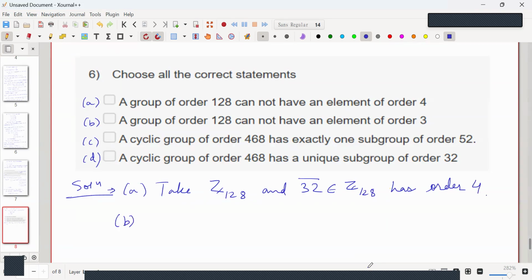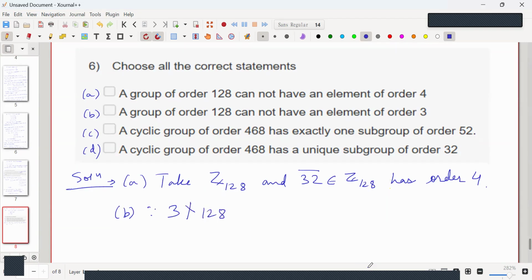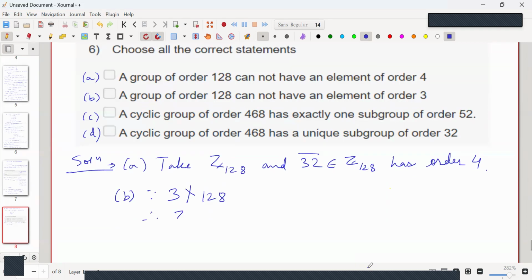What about the next part? A group of order 128 cannot have an element of order 3. This is true. Why? 3 is not a divisor of 128. Good. So since 3 is not a divisor of 128, therefore a group of order 128.